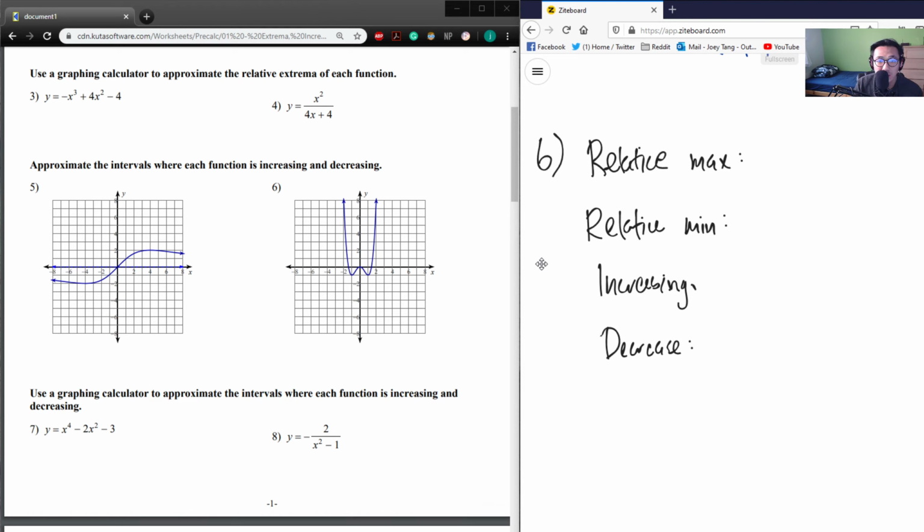So do we have a relative max or an absolute max in this case? We don't have an absolute maximum, because this is heading towards positive infinity and this is heading towards negative infinity. But we do have an absolute min. It's actually not a relative minimum in this case, so I'm going to erase that. It's actually an absolute minimum.